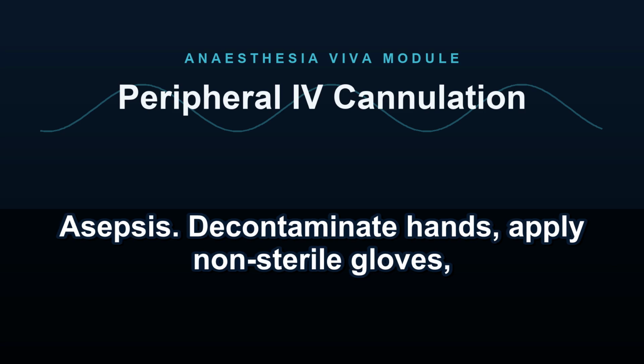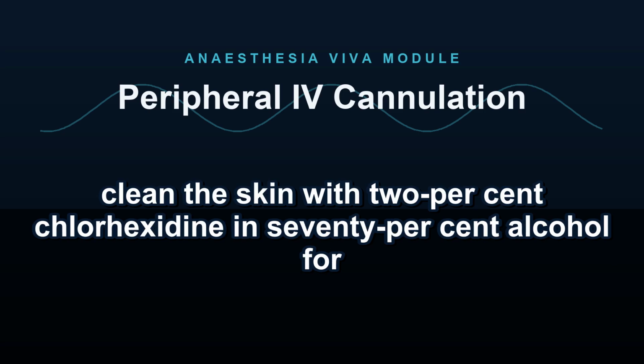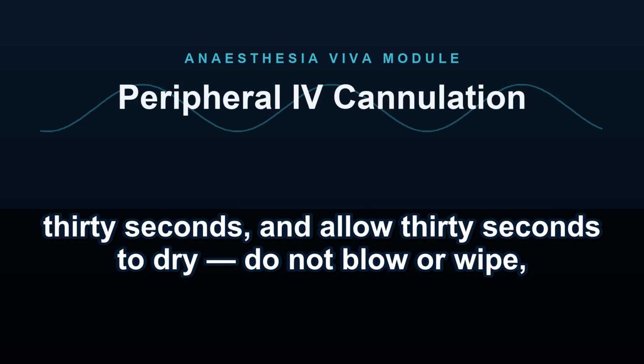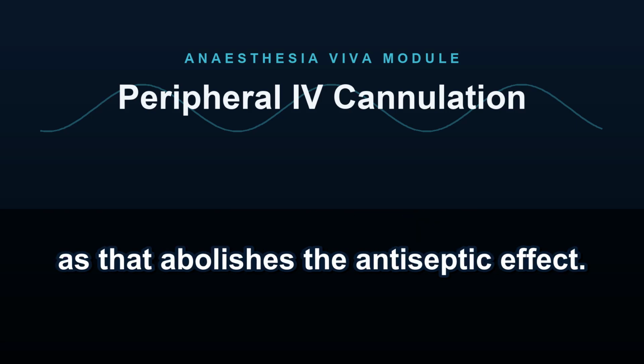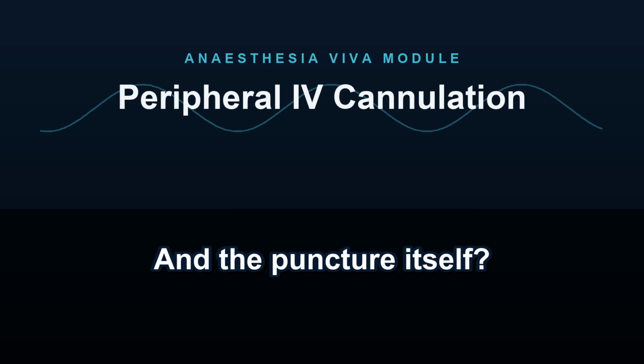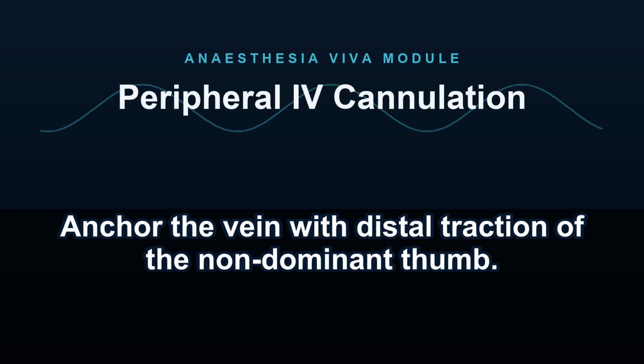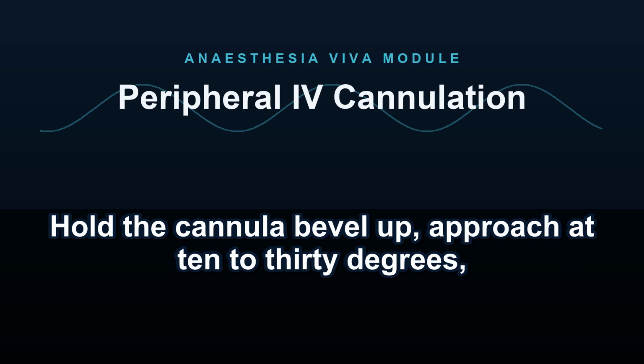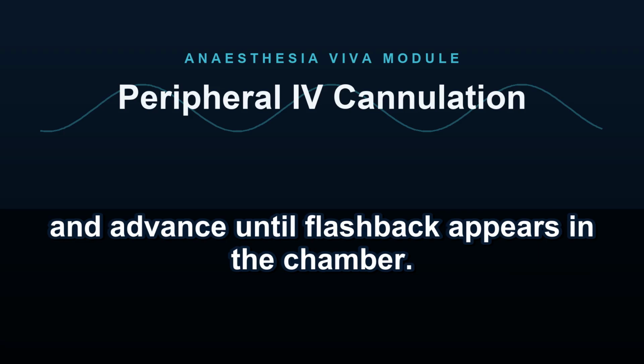Asepsis. Decontaminate hands, apply non-sterile gloves, clean the skin with 2% chlorhexidine in 70% alcohol for 30 seconds, and allow 30 seconds to dry, do not blow or wipe, as that abolishes the antiseptic effect. And the puncture itself? Anchor the vein with distal traction of the non-dominant thumb. Hold the cannula bevel up, approach at 10 to 30 degrees, and advance until flashback appears in the chamber.